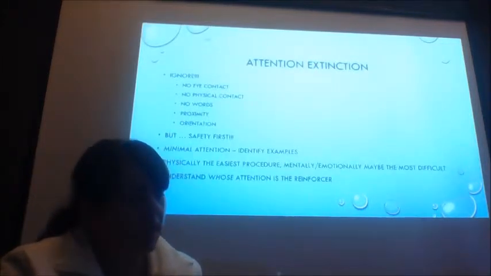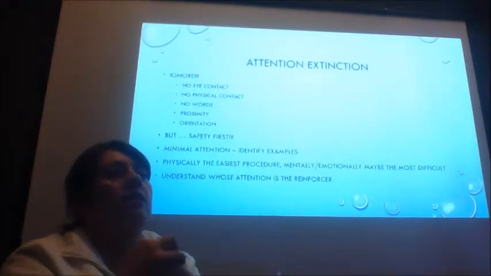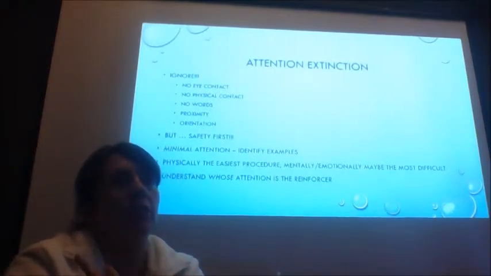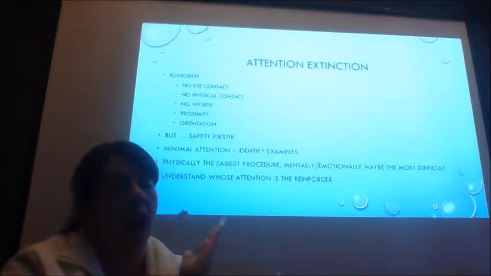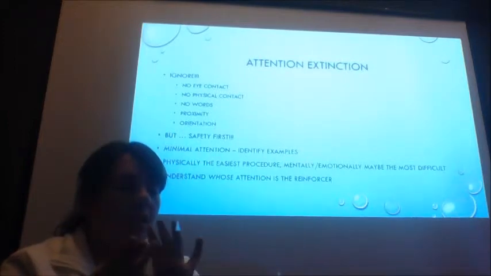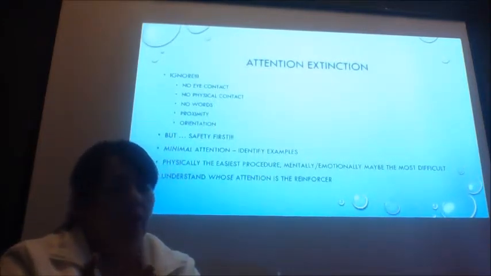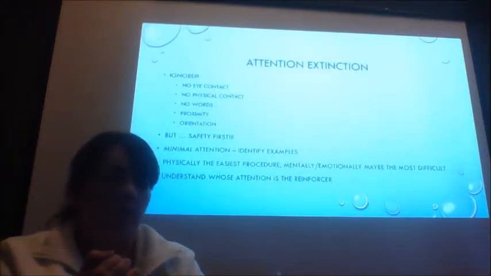Next one, attention extinction, is kind of obvious. So the function of the behavior is to get attention. So attention is what's keeping it going. So attention is cut off when the behavior happens. So you want to ignore it, which means no eye contact, no physical contact, no words, no increased proximity, and no changing your orientation to face the person.